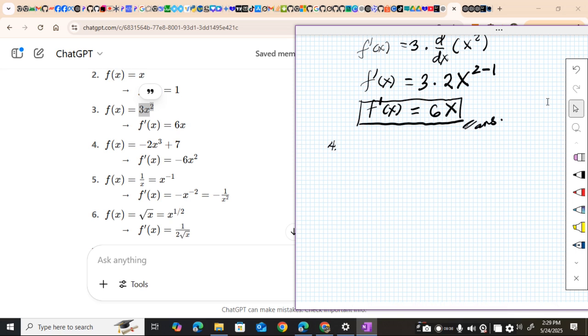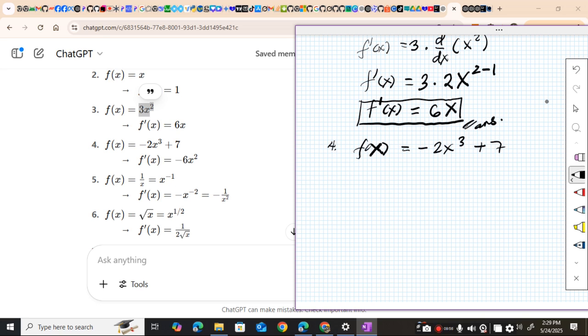Now the fourth exercise is all about, let me write it first. F of x equals negative 2x cubed plus 7. So it's almost the same as number 3.